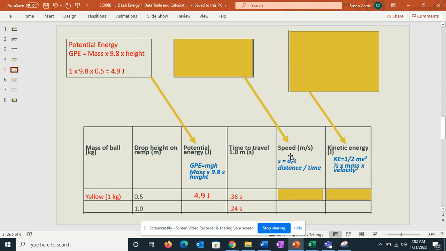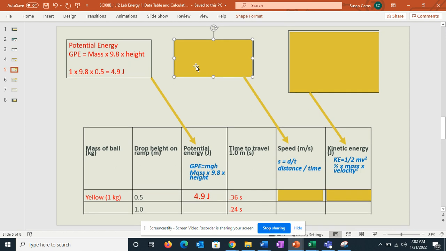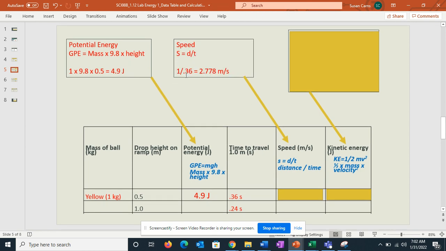Next, we'll calculate speed, and remember, speed is distance divided by time. So the distance was 1 meter. The time is 0.36. And if we do that calculation, it's 2.778 meters per second. And by the way, I would encourage you to use a calculator to do these different calculations and these formulas. Totally fine.